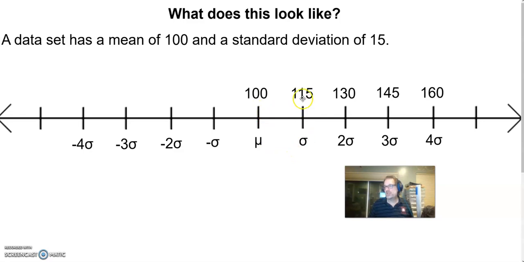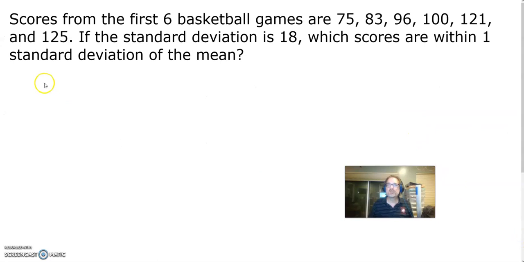1 standard deviation is 15 away from the mean. So I'm going to go from 100 to 115. Another standard deviation away is going to be 15 more, so that's going to be 130, 145, 160. We can also count down. 100 minus 15 is 85, 70, 55, 40. Every change in a standard deviation is a change of 15 in my data points. It won't always be 15. Our standard deviation consistently changes values.